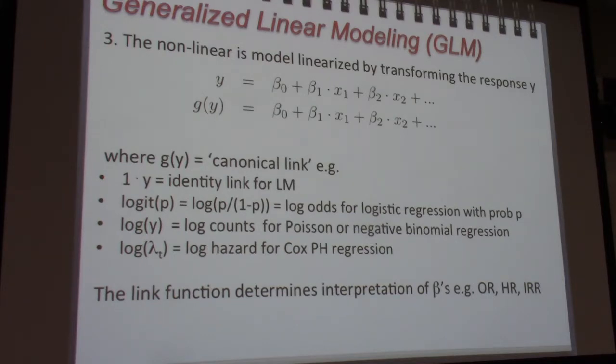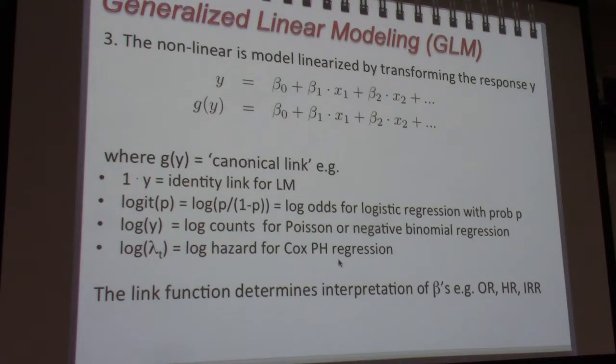If you want to consider the linear model as a type of generalized linear model, which it is, the link function is just 1 times y, so it's called the identity link. But each generalized linear model has a different link function. So the logistic regression model had the logit transform. That's the link function, the log of the odds. The log counts was the link function for the Poisson or negative binomial regression. The log hazard was the link function for the Cox model.